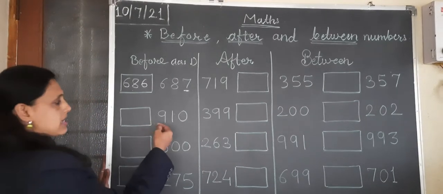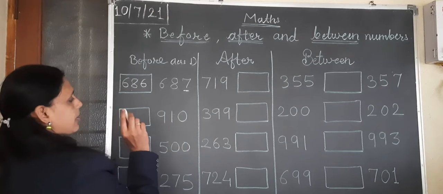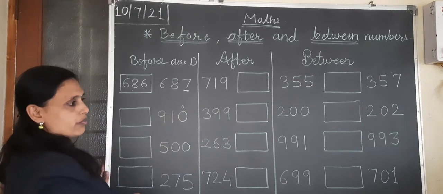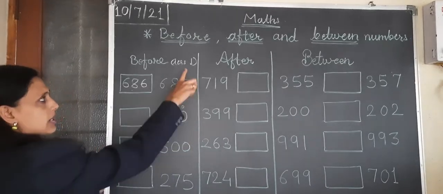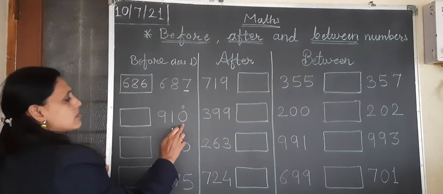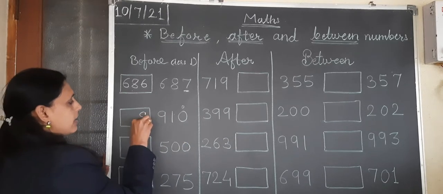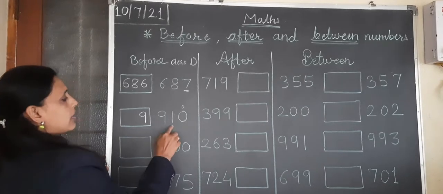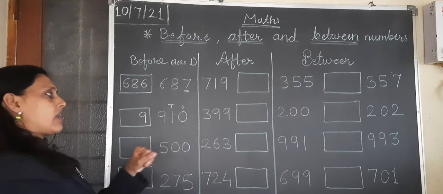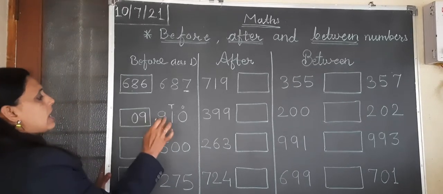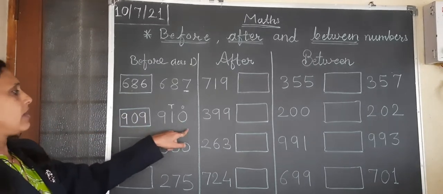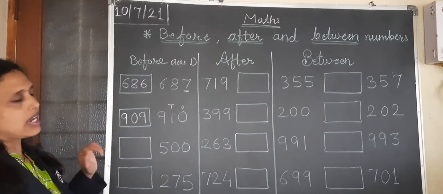Now we'll see the next example, 910. Now see here in one column there is 0. We cannot make one number less from this. So what we are doing here, instead of 0 we are writing 9, and we are making one number less from the tens column. So from 1 you have to make one less, so there comes 0, okay, and this 9 as it is you have to write. So before 910, 909 is your answer.